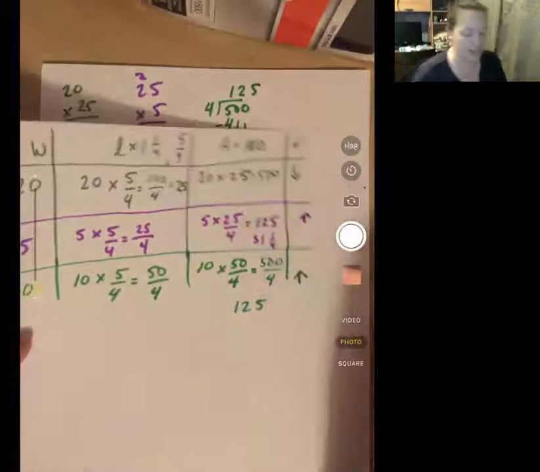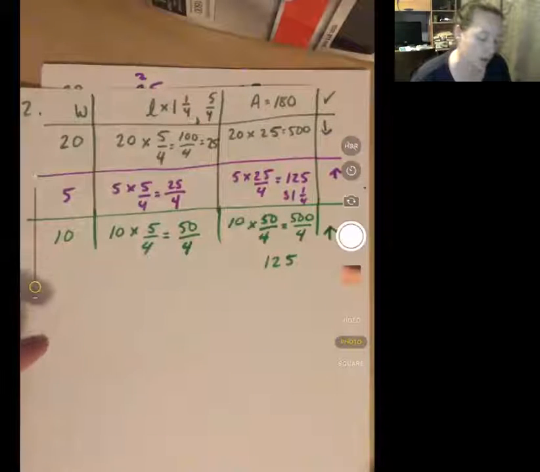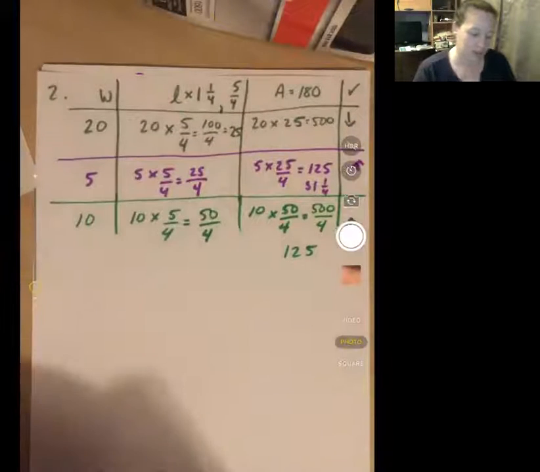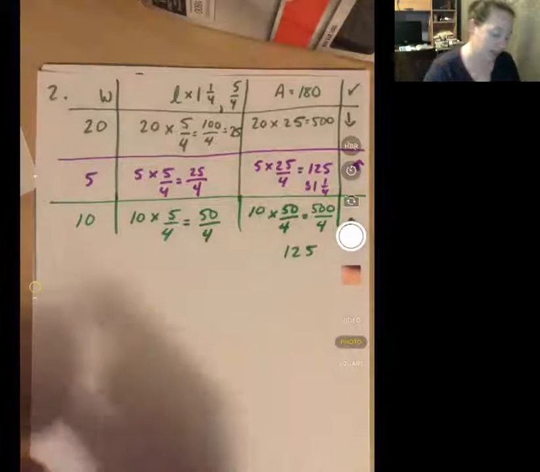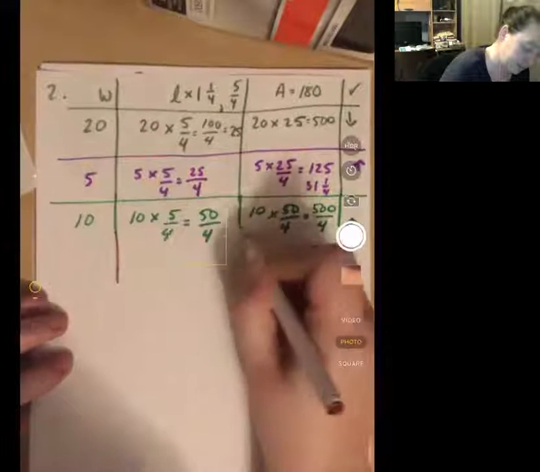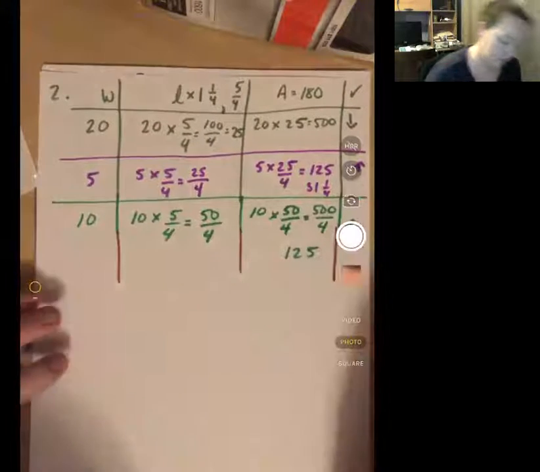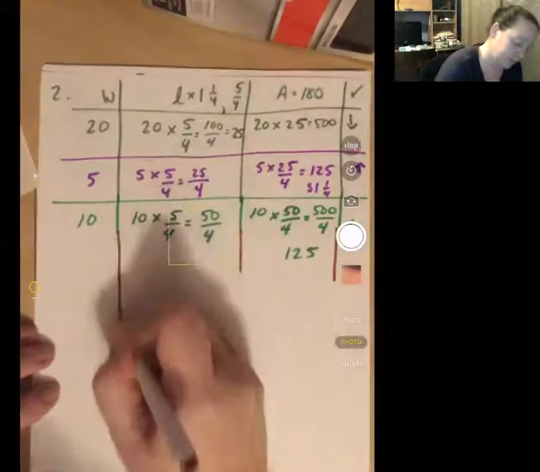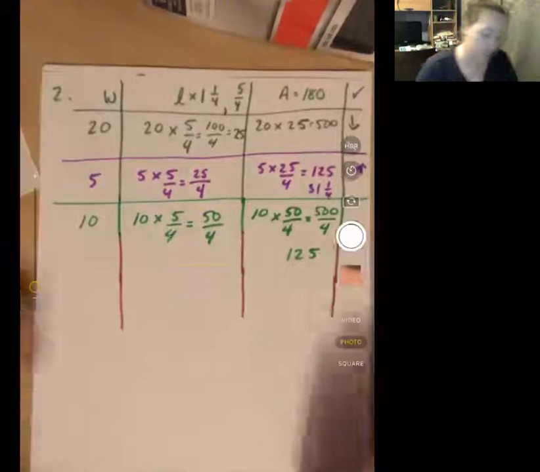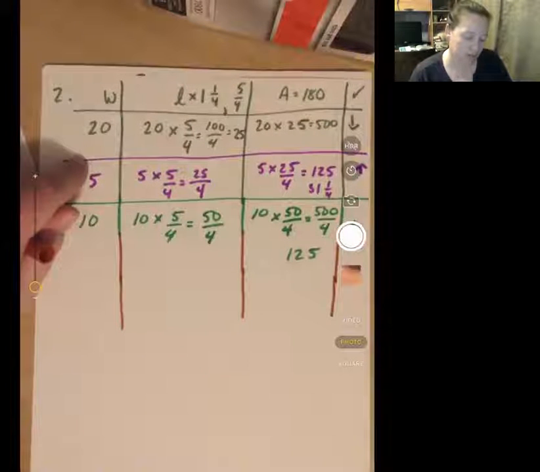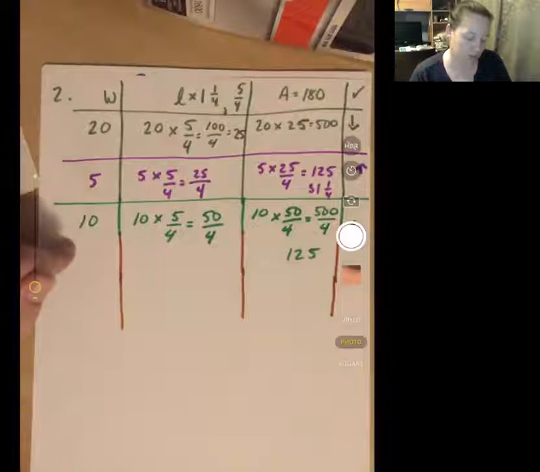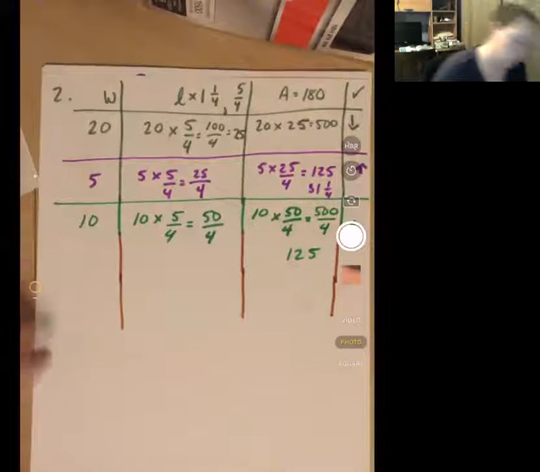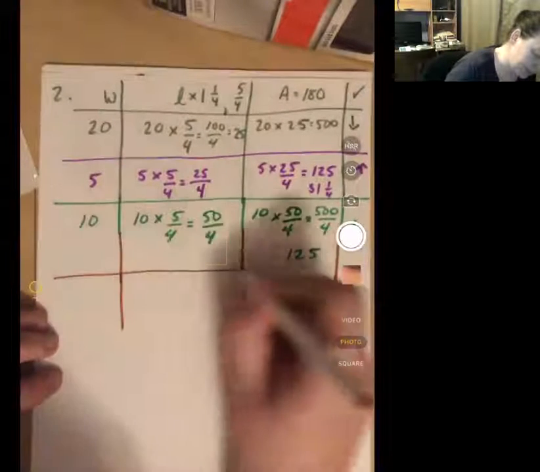It is not high enough. We need to go up higher. Let's see, what number should we try next? Okay. So 20 was too high. 10 is too low. Let's try 15 and see what happens.